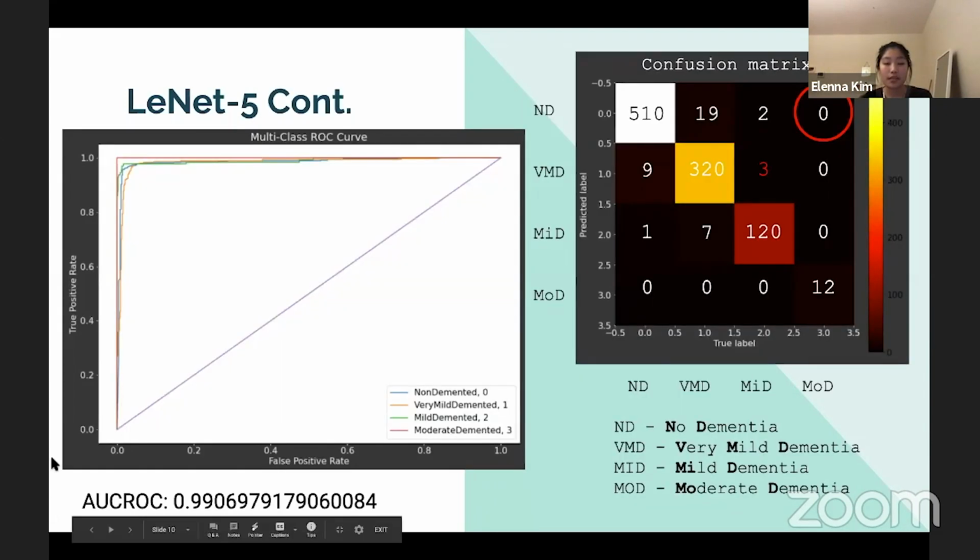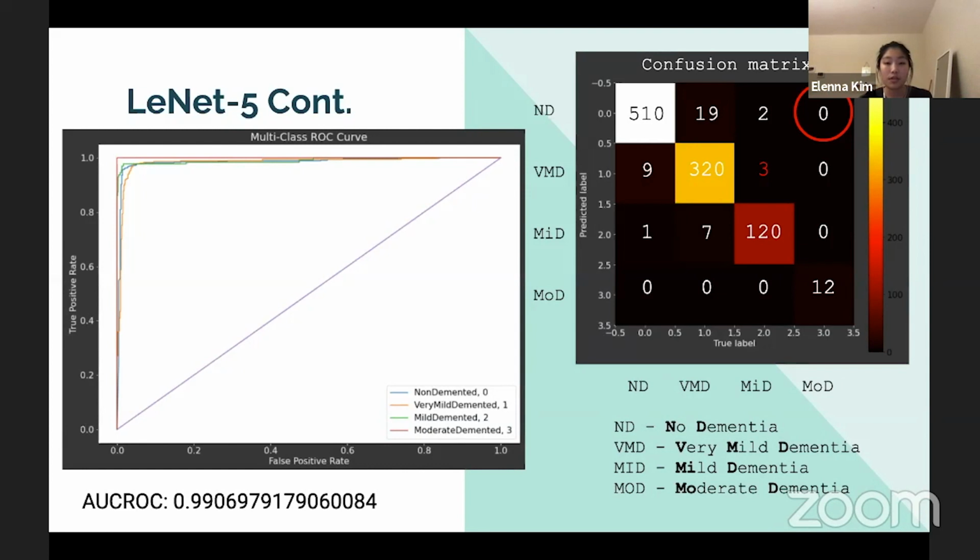Pictured in the bottom left is a multi-class ROC curve. A good model should maximize the area under this curve, with 1 being a perfect score. LeNet-5's AUC ROC, or area under the ROC curve, was 0.991, which is a very good score since it's so close to 1.